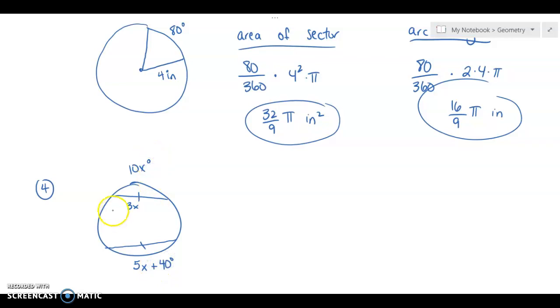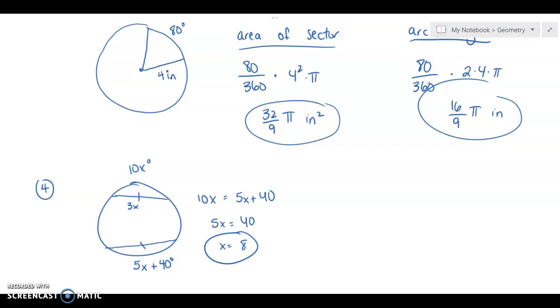All right, what we learned in part of the day 2 notes was that if these two chords are congruent, the arcs that they open up to are also congruent. So this arc, 10x, will be equal to this arc, 5x plus 40. The 3x is going to be just kind of excess information. We don't actually need it. Subtract the 5x, you get 5x equals 40, so x is going to be 8. All right, and so that's how you set that up.